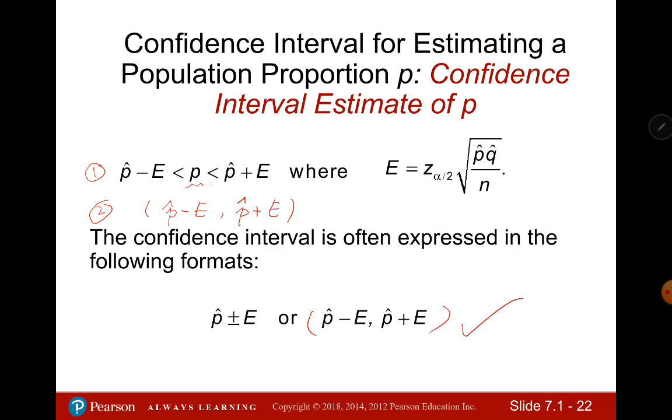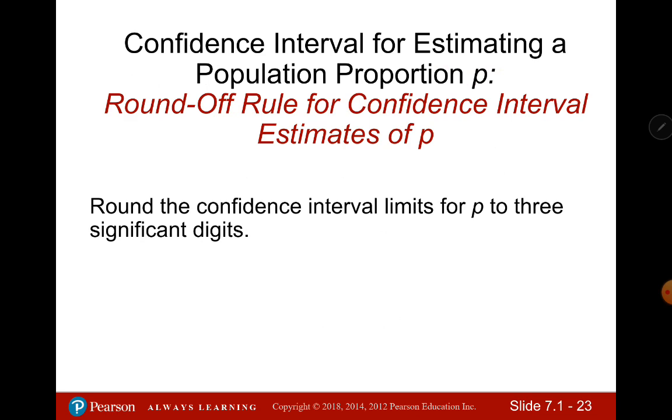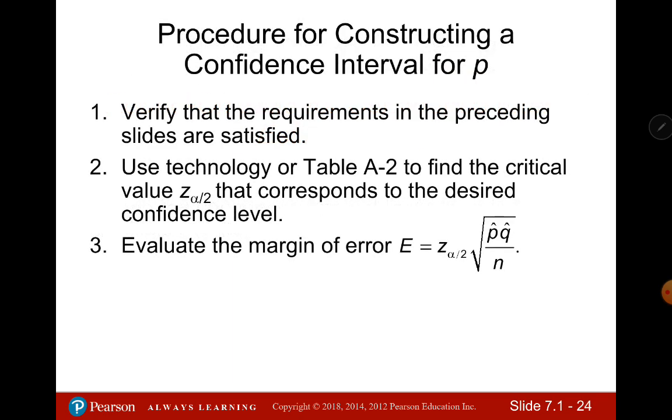But how can we get the E? We need to use this formula to get the E. Remember the first term: we need to find our critical value. After that, we can get our margin of error. The round-off rule is just 3 significant digits.